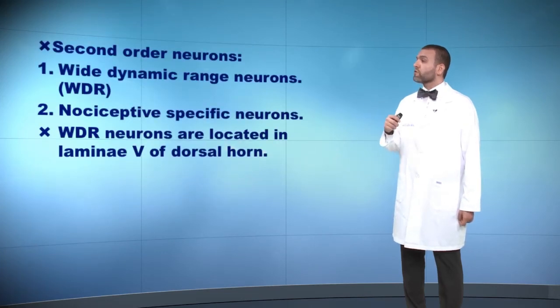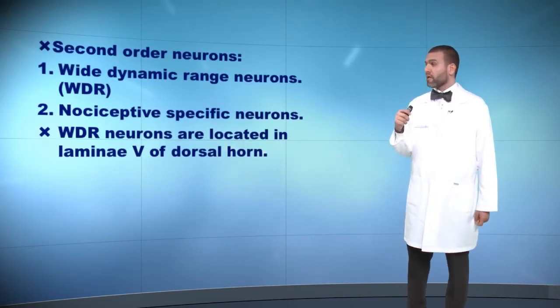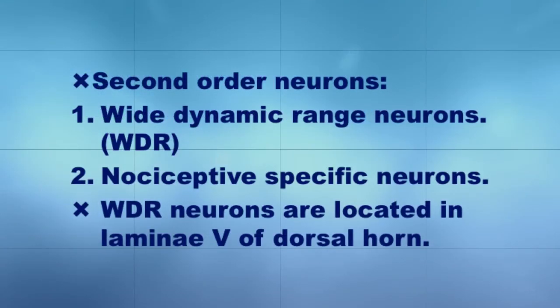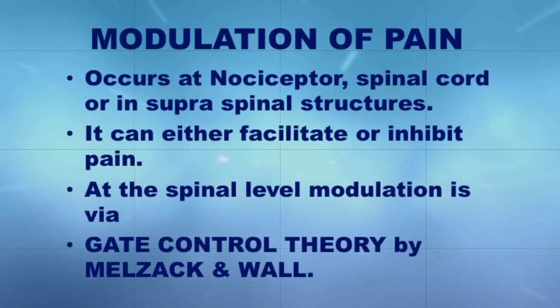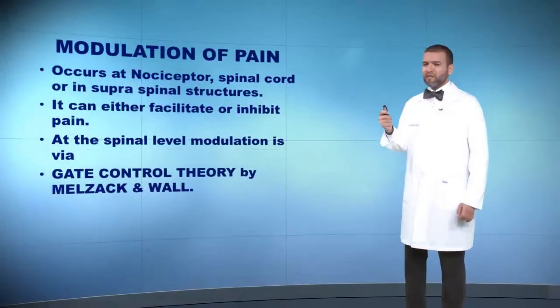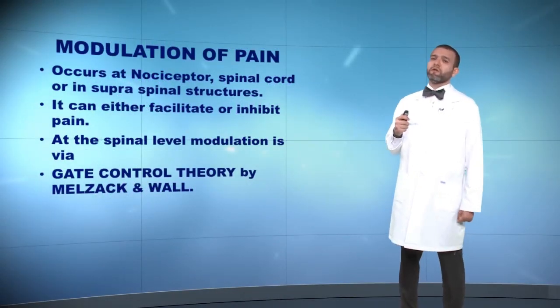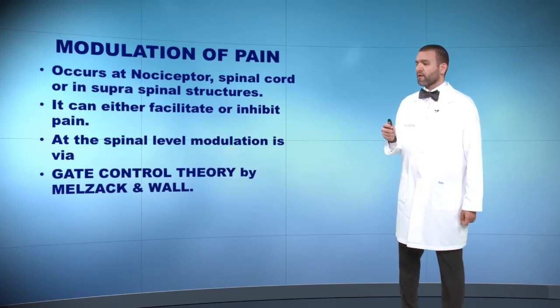The second order neuron, which contains mainly wide dynamic range neurons and nociceptive specific neurons, is located in lamina 5 in the dorsal horn. Modulation of pain usually occurs at the nociceptors, at the spinal level or in the supraspinal structures, as we showed in the diagram previously, and it can either facilitate or inhibit. So there is a dual effect at the spinal level modulation, usually via what we think, we're not quite sure, one of the most famous theories is the gate theory by Melzack and Wall.